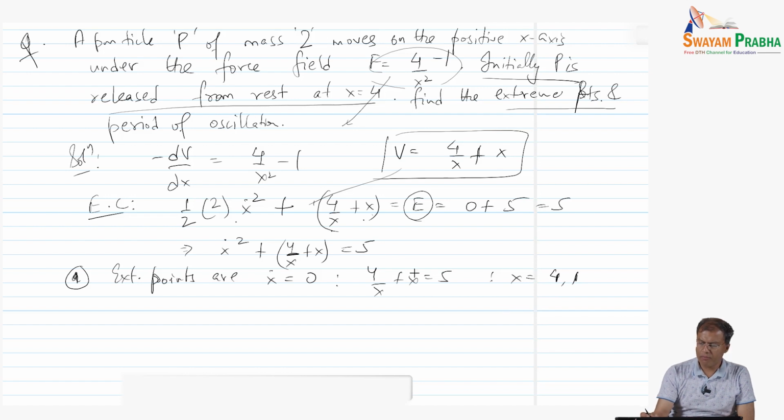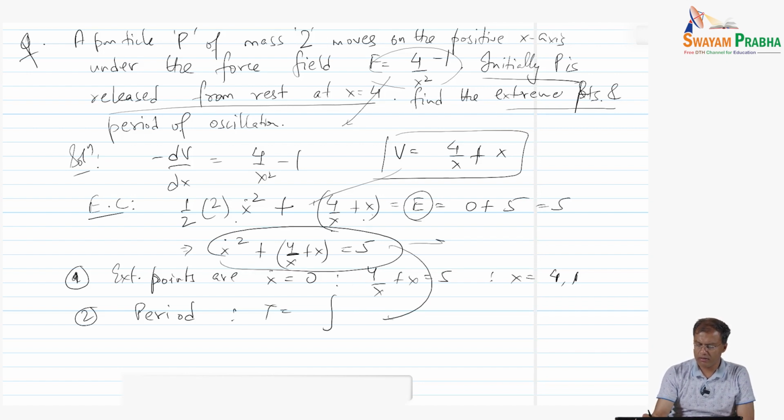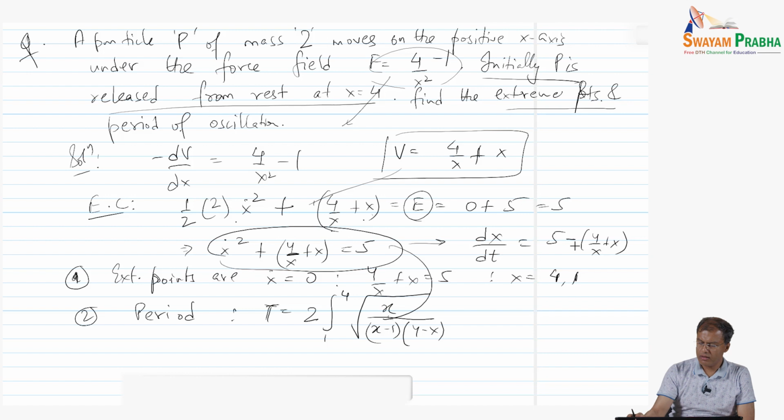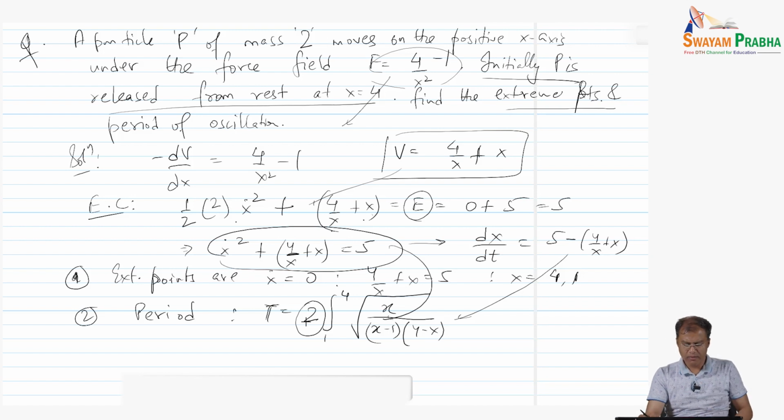Okay, so once we have the extreme points, we have to find the period. The particle is oscillating between its extreme points A and B. So the period T will be an integral. Well, we look at this equation. From here we can immediately deduce the total time taken to travel between the extreme points. dx/dt is equal to the square root of 5 minus 4 by x minus x, and we see that this is also equal to 2 times T, which is 2 times the integral from 1 to 4 of the square root of x divided by (x minus 1)(4 minus x). Okay, so this is after simplification. We have put a 2 because the motion has to cover twice the distance traveled between the extreme points, and that gives us the period roughly. The integration gives us this value.